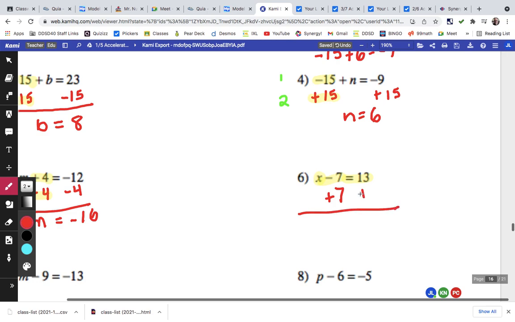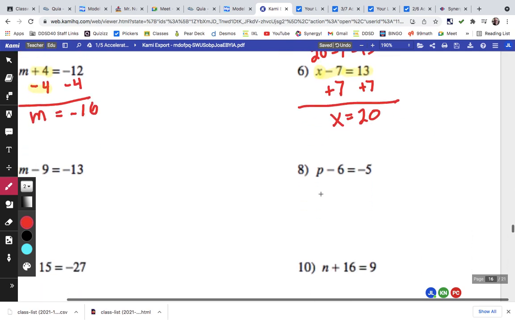And we're going to add 7 to the 13. So we're adding to both sides of the equation. This creates a 0, so that's just x, and this is 20, so the number was 20. So if we were to replace that, 20 minus 7 equals 13.